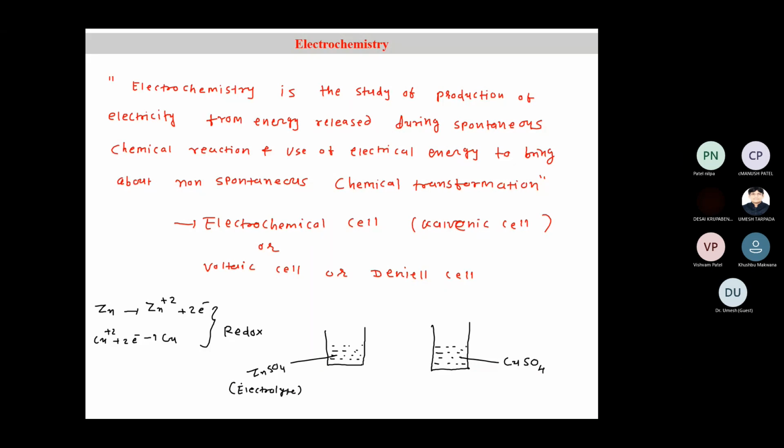Now you can have a metal strip which is deep inside the solution. This metal strip is called Zn strip. This is also a metal strip here, which is the copper strip. This metal strip is called electrode. The combined assembly having electrolyte plus electrode is called half cell. This is a half cell, and this is also a half cell.